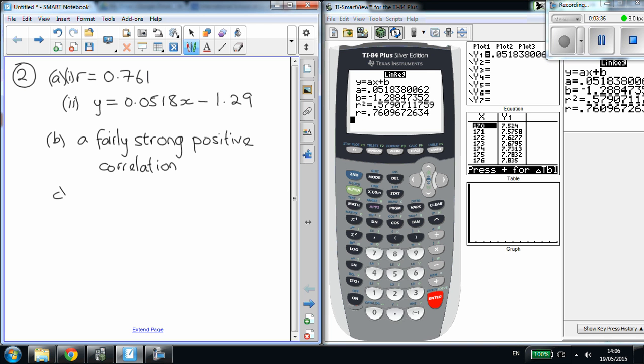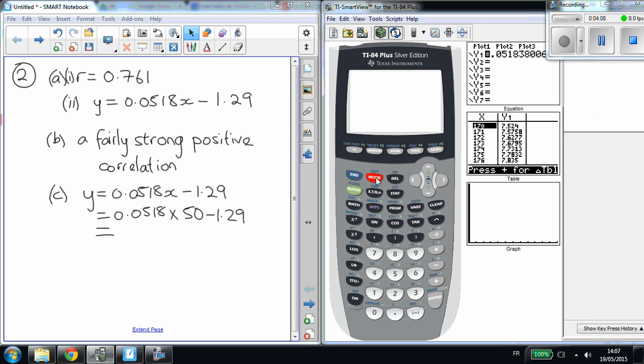In part C, I've got to use my equation line to predict the average university grade for a student who gets a high school average grade of 50%. So the equation I've got, I'm going to copy it, is y equals 0.0518x minus 1.29. The x values are the high school grades, so I'm going to replace the x with 50, minus 1.29. Go back to my calculator to calculate that.